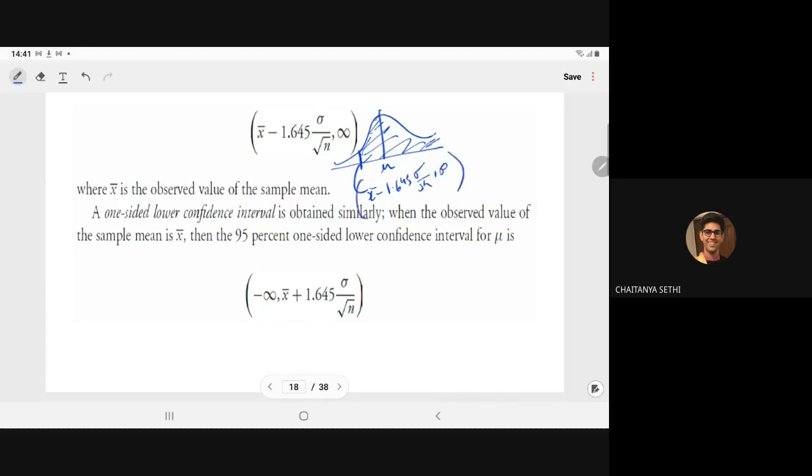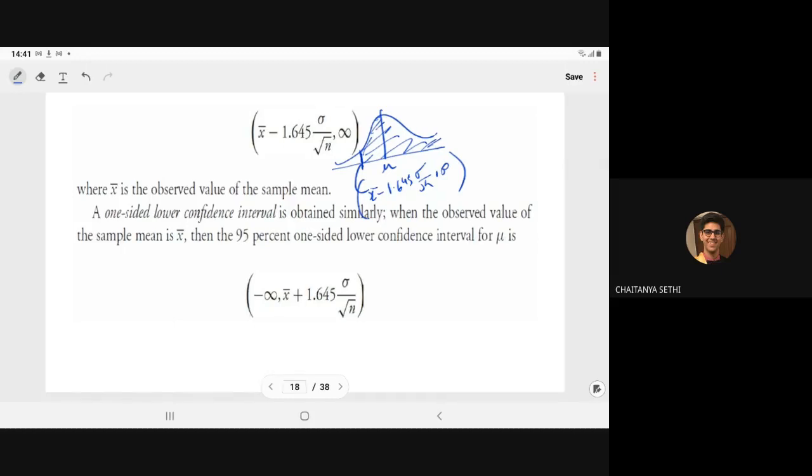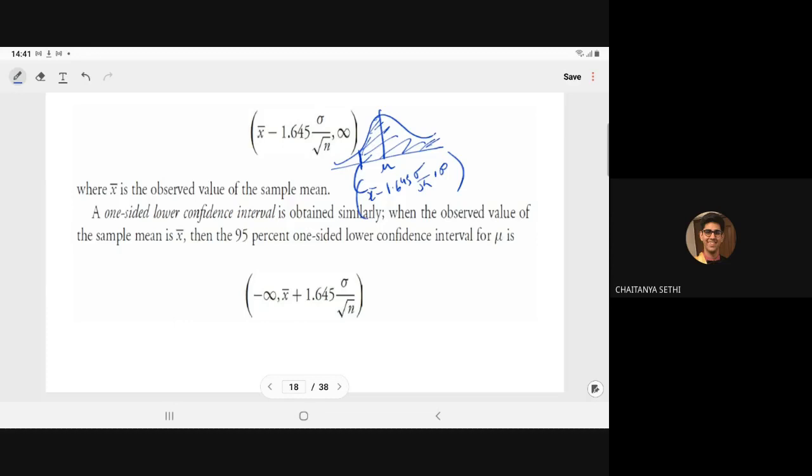Similarly, for the left side, we have to determine the one-sided lower confidence interval. When we have the observed value of the sample mean x bar, the 95% one-sided lower confidence interval for mu is on the opposite side: minus infinity to x bar plus z alpha by 2 sigma upon root n. So this much is the question we have in tutorial sheet 10.